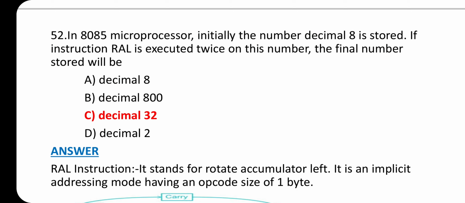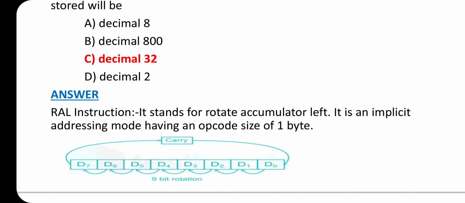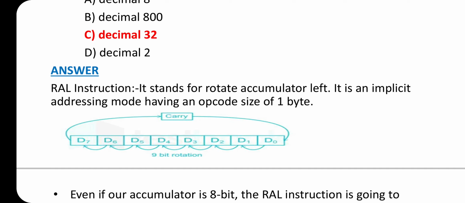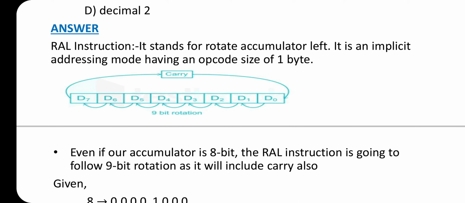Question number 52. In an 8085 microprocessor, initially the decimal number 8 is stored. If instruction RAL is executed twice on this number, the final number stored will be, answer is option C, decimal 32. We know that the accumulator is a register for short-term intermediate storage of arithmetic and logic data in a computer CPU. Also, the RAL instruction stands for rotate accumulator left. It is an implicit addressing mode instruction having an opcode size of 1 byte.